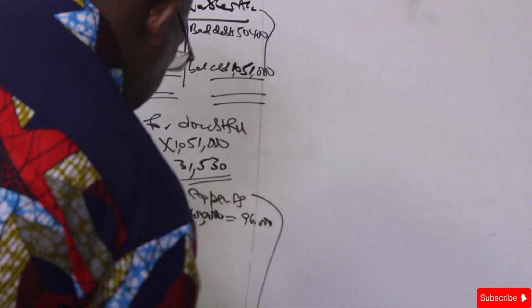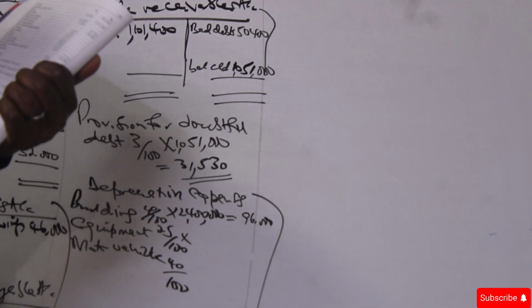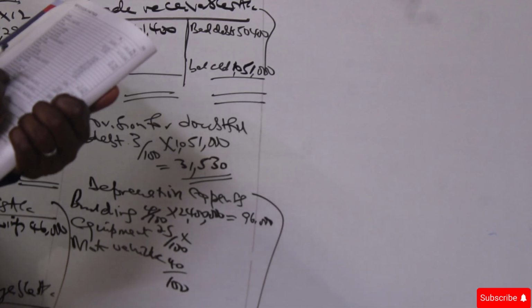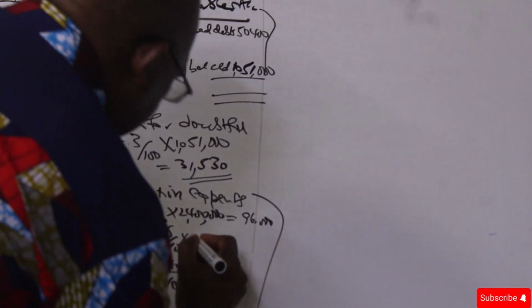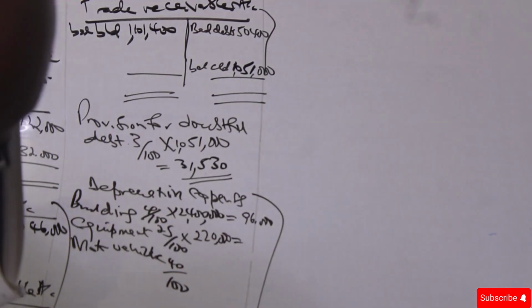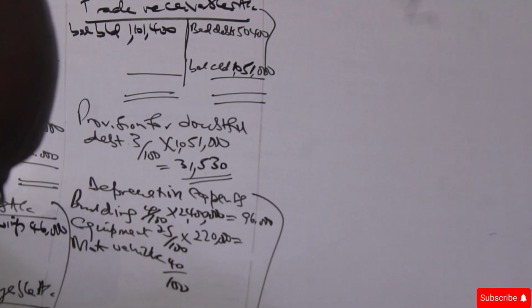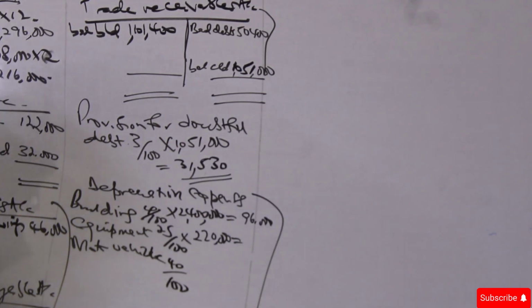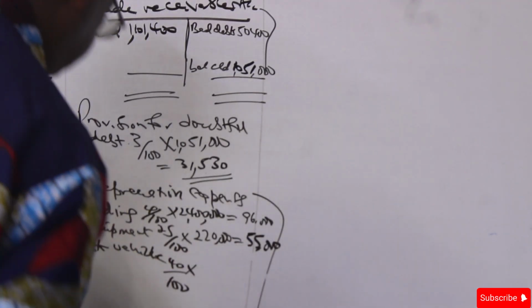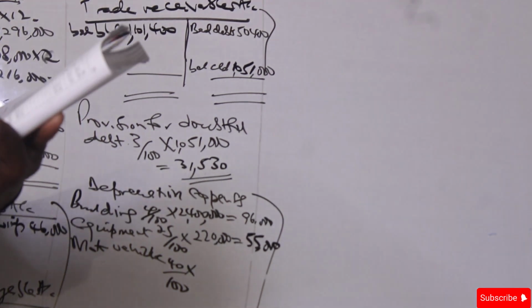96,000. Now, for equipment, we are told it is 25% per annum on cost. So the original purchase cost of the equipment is 220,000. 0.25 of 220,000, we get a figure of 55,000. And please mark that we are told motor vehicle is on the reducing balance basis.